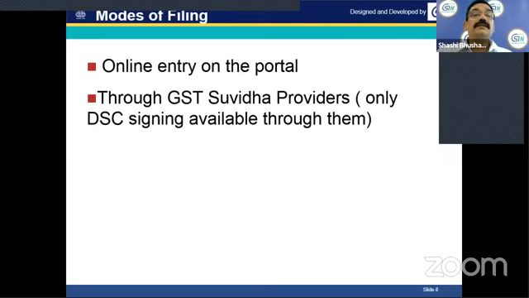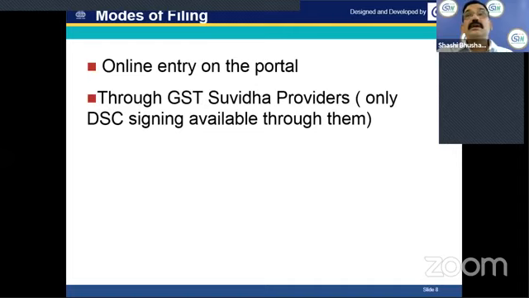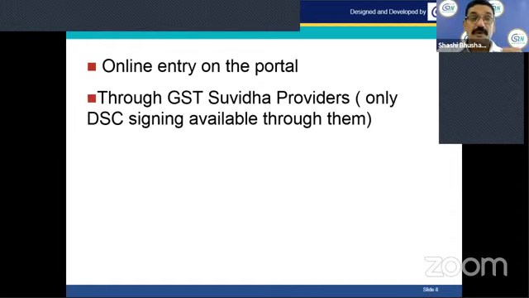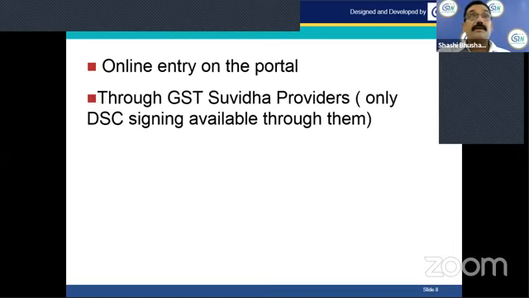Now there are two modes of filing that are presently being made available to the taxpayer. One is that they will have to come to the portal and enter online the details and make payment on the portal. Another mode that is being enabled is through GST Suvidha providers, who can, through API connectivity, connect to the GST system and file their return, but only DSC signing will be available for them. If the taxpayer wants to do EVC signing, then he will have to come to the portal and apply the sign on the portal if he is filing through GST Suvidha provider.